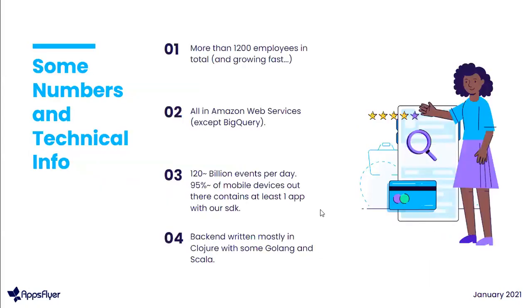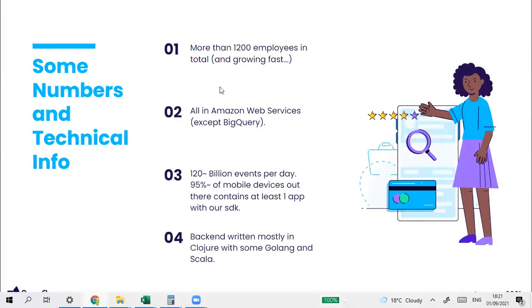Next slide, please. Okay, let's give some numbers about AppsFlyer. We have more than 1,200 employees in total, and we grow fast. All our stack is in Amazon Web Services, and we are currently one of the biggest clients of Amazon Web Services in Israel. Our traffic is around 120 billion events per day, and our SDK is installed in over 95% of all mobile devices out there. So good chances that our SDK is installed at least 20 times on each of your devices, for any of the attendees here in the webinar. The backend is written mostly in Clojure and some Golang and Scala. Next slide.